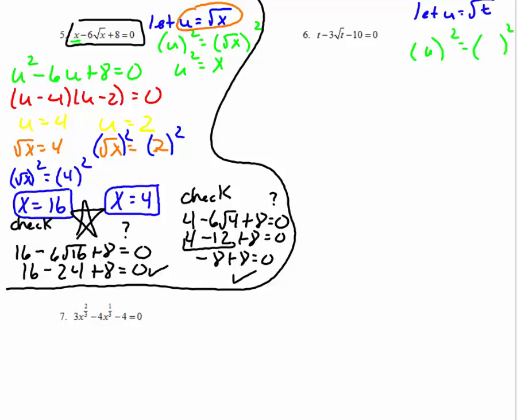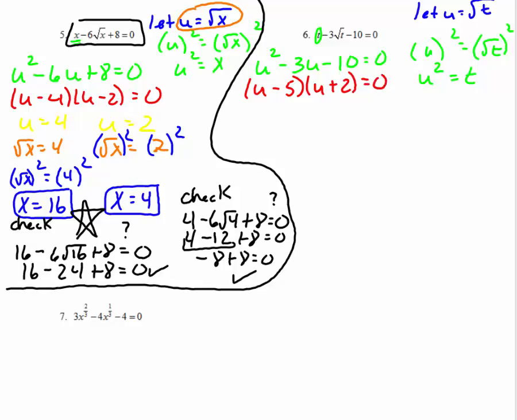So when I square u, I just get u squared. When I square the square root of t, I get t. So u squared does equal t, so then my t is going to become u squared. So I get u squared minus 3u minus 10 equals 0. Is it factorable? Are the factors of -10 that add to -3? Sure, -5 and 2. So this is going to factor into u minus 5 times u plus 2 equaling 0.